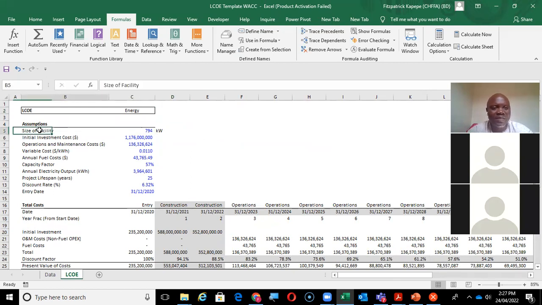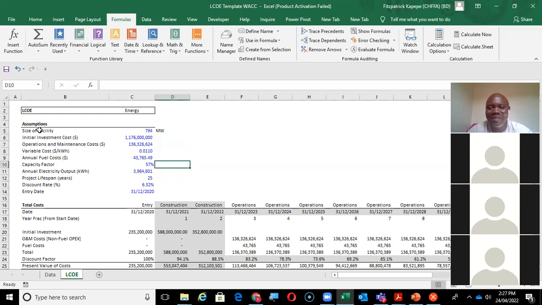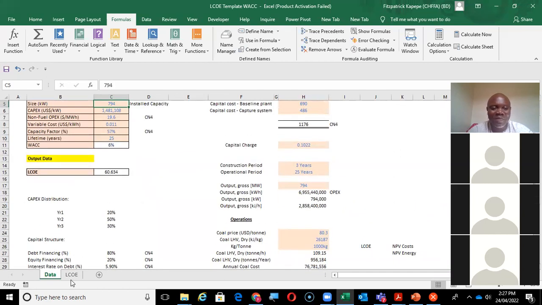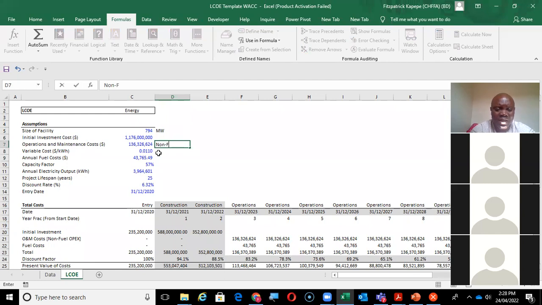Okay, so we know this facility size, the size of the facility is supposed to be megawatts. Yeah, it's megawatts. I was just coming from here, because the model at first, I think they were having the kilowatt hours there, the kilowatts, sorry. Okay. So this is how the numbers are coming in. All these are coming from the assumption or data sheet. Operations and maintenance costs, this is basically the non-fuel. And I explained how it was computed.